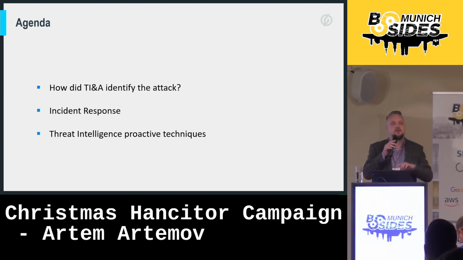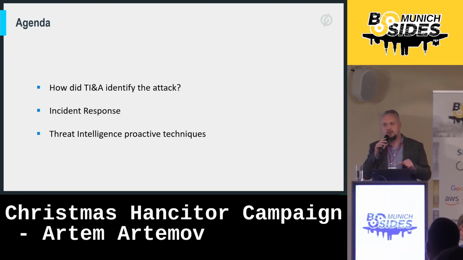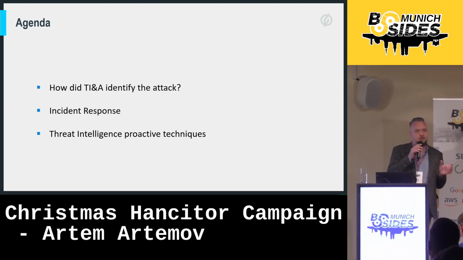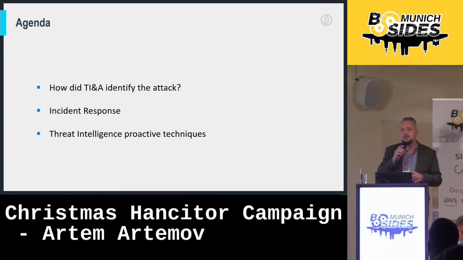But I want to tell you a different story. I want to tell you the story where we were able to prevent the impact. So there was no incident yet, and that's the Christmas miracle, as I'm trying to feel it inside me. So, how did threat intelligence and attribution help to identify the attack? What was the incident response? And a few words about threat intelligence proactive techniques.